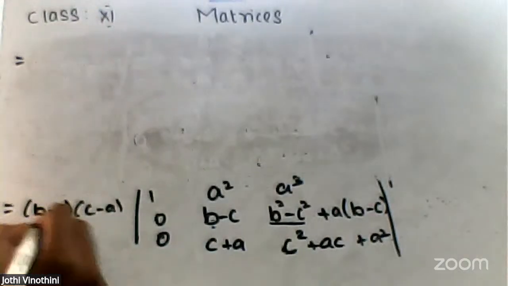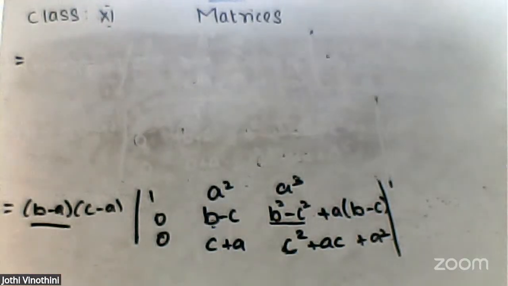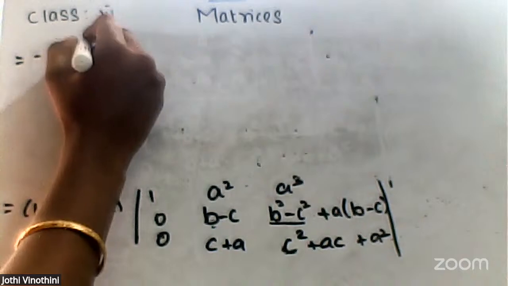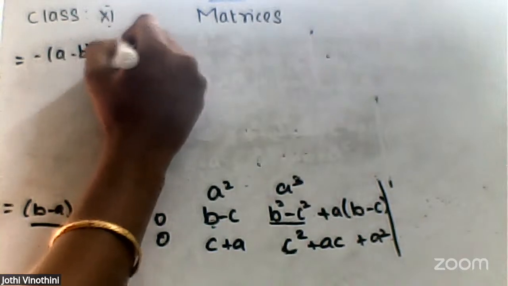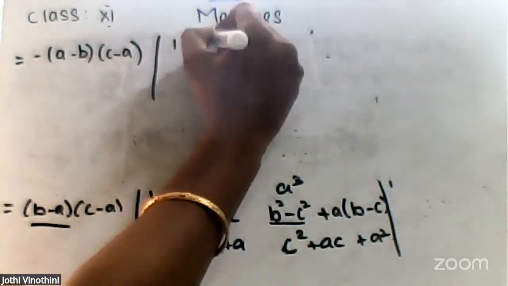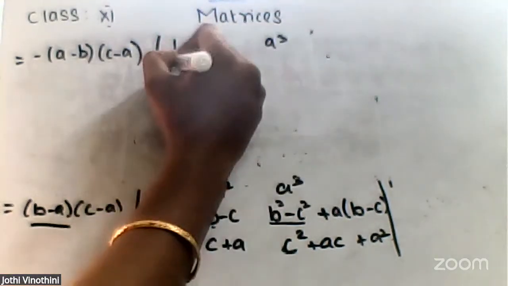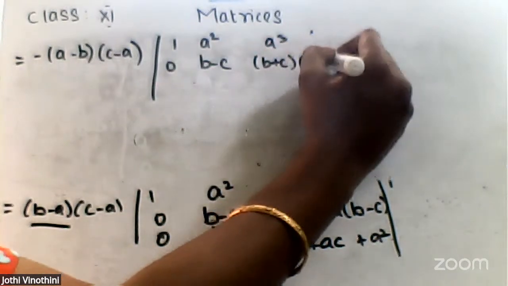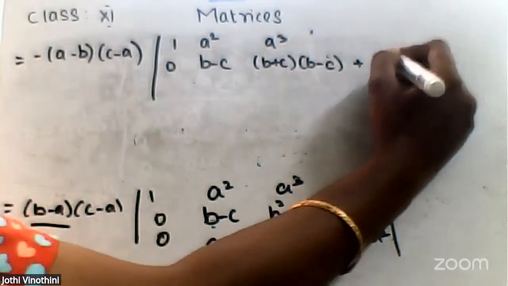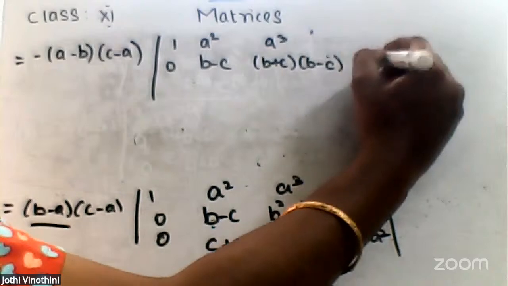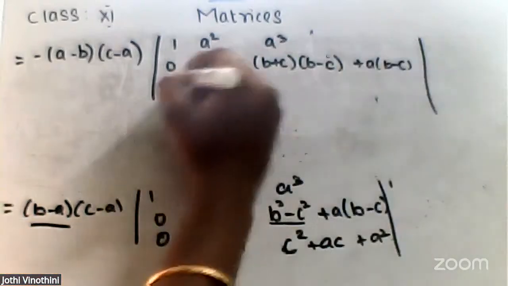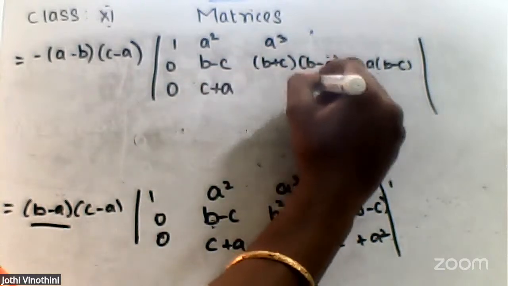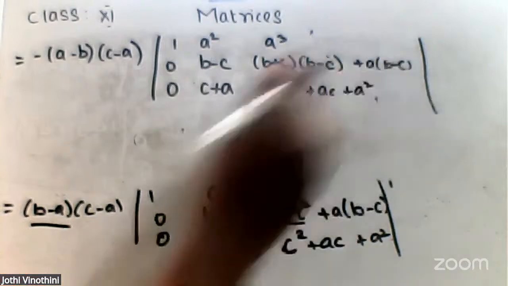See here we have B minus A. I am taking minus as common, so it will become A minus B, and C minus A. So it will become 1, A squared, A cube, 0, B minus C. Here it will become B plus C multiplied by B minus C, plus A multiplied by B minus C. And R3 remains the same. It will be C, 0, C plus A, and C squared plus AC plus A squared, right?